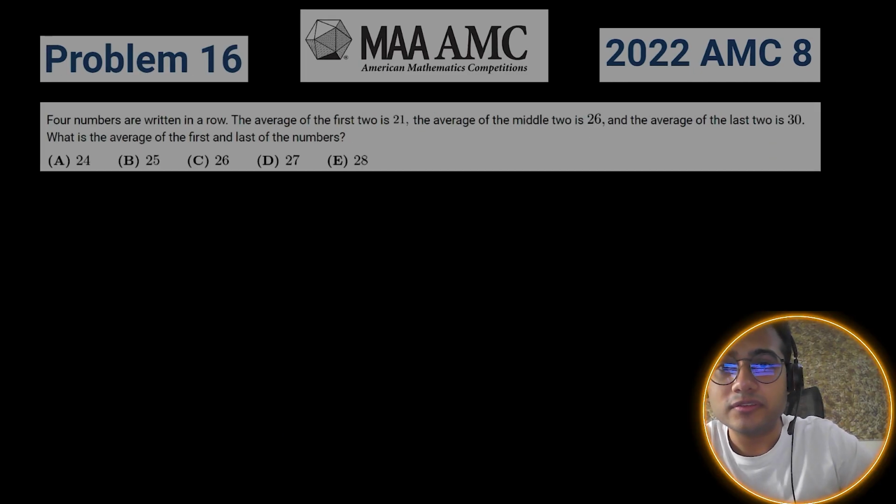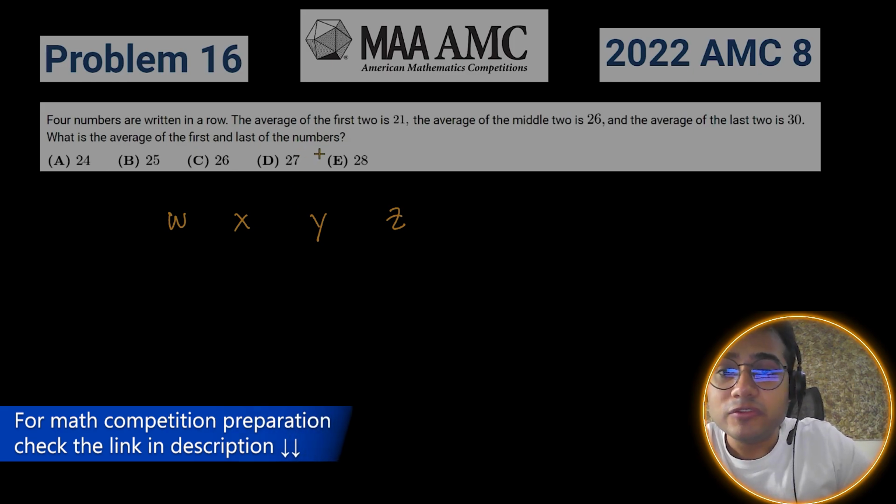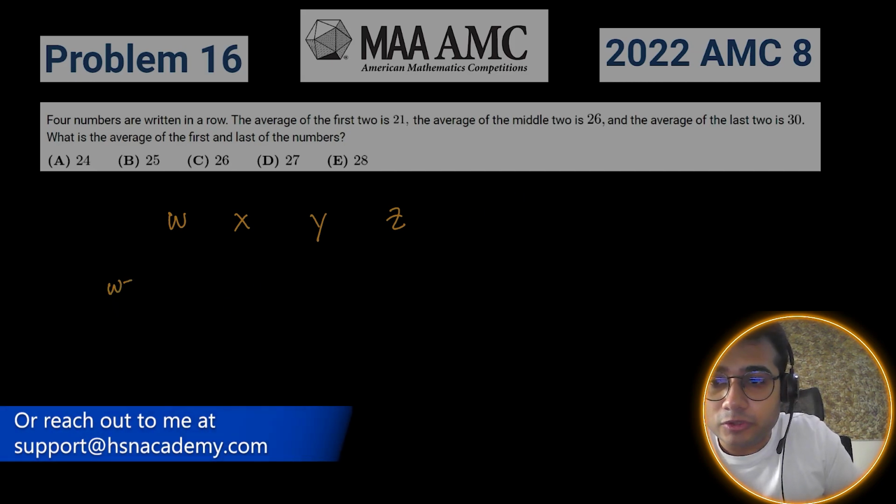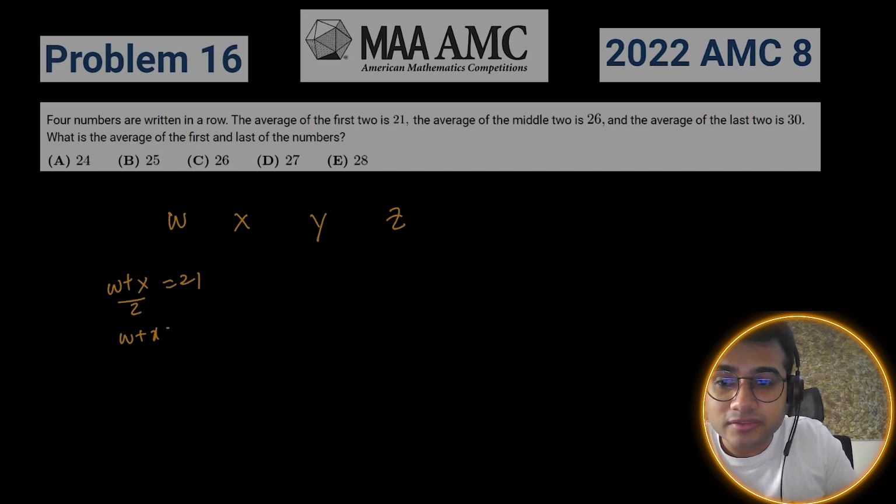Okay, they've told us that four numbers are written in a row. Let's call them W, X, Y, and Z. The average of the first two numbers is 21. What does that tell us? Let's just write it out. That means W plus X divided by 2 is 21, so W plus X is 42. Okay, that's what we know.